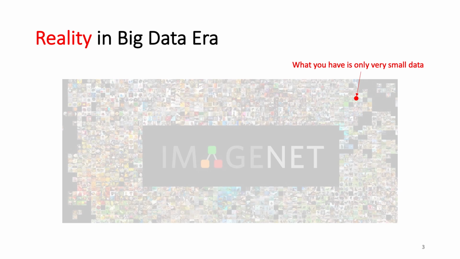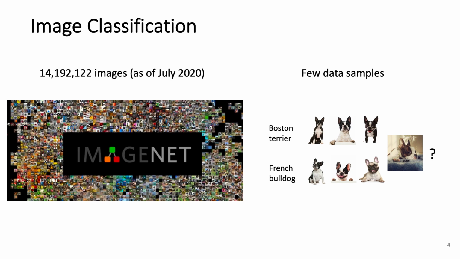Take image classification for example. Even though we have more than 14 million images on ImageNet, maybe the task we care about is to classify these two types of dog, which look very much alike, Boston Terrier and French Bulldog. I bet for an audience who never saw these kinds of dogs before, it's very hard to tell whether the image I show here is a Boston Terrier or French Bulldog, because I'm only showing you 6 labeled images. And that is actually a Boston Terrier with the question mark over there. So this is an example of few data samples which make the learning task very difficult.